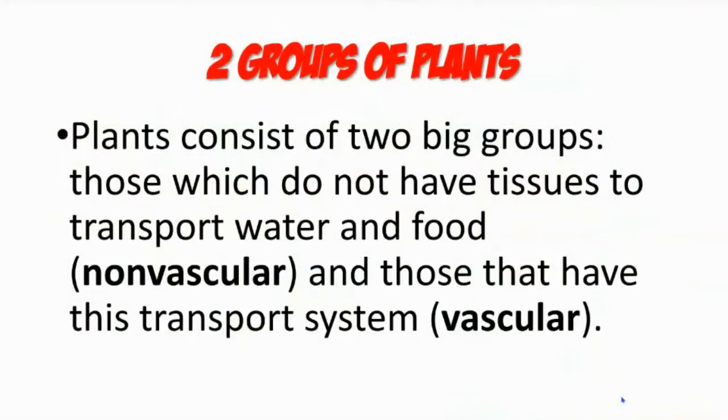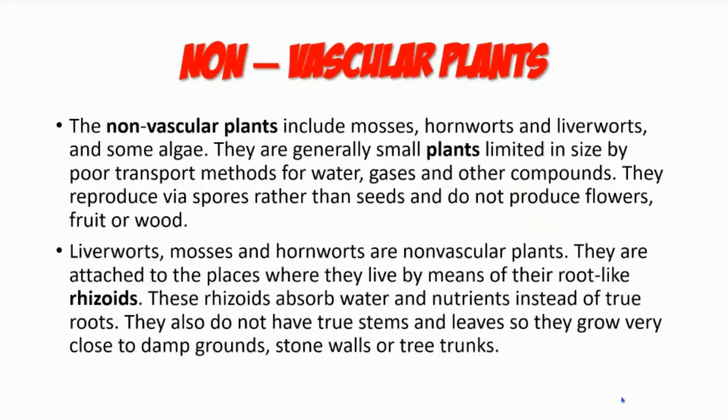And then, meron tayong dalawang big groups, no? Those which do not have tissues to transport water and food, which is the non-vascular, at saka yung those that have this transport system, which is the vascular plants. So, in terms of non-vascular plants, ito muna unahin ko. Non-vascular plants include mosses, hornworts, and liverworts. Kasama na rin natin dito yung ibang mga algae.